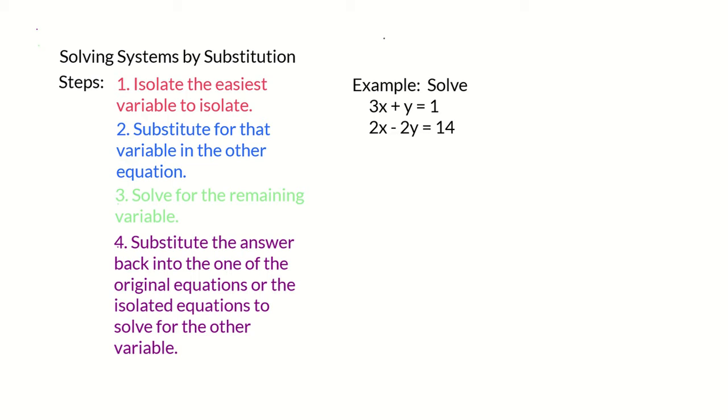And what that means is that maybe there's a variable without coefficients or with a low coefficient that divides into the other numbers. In this case, the easiest variable to isolate is this y because it doesn't have a coefficient.